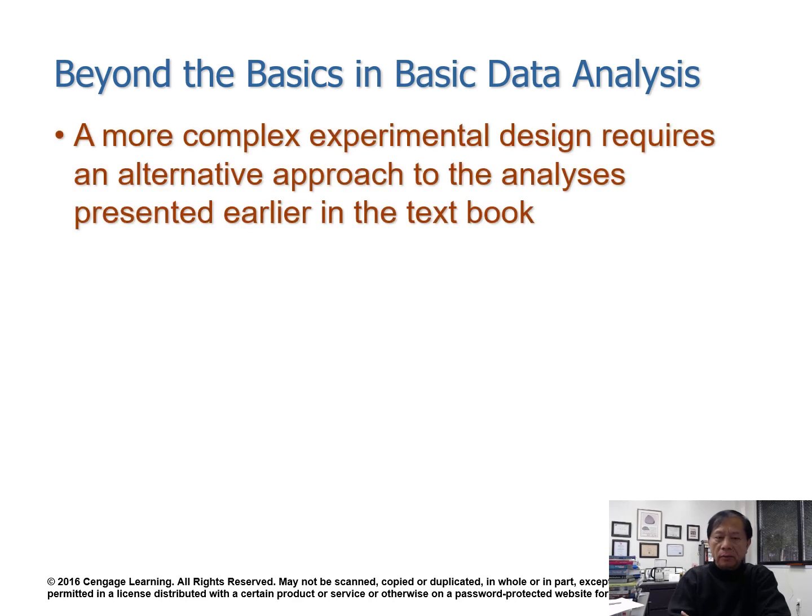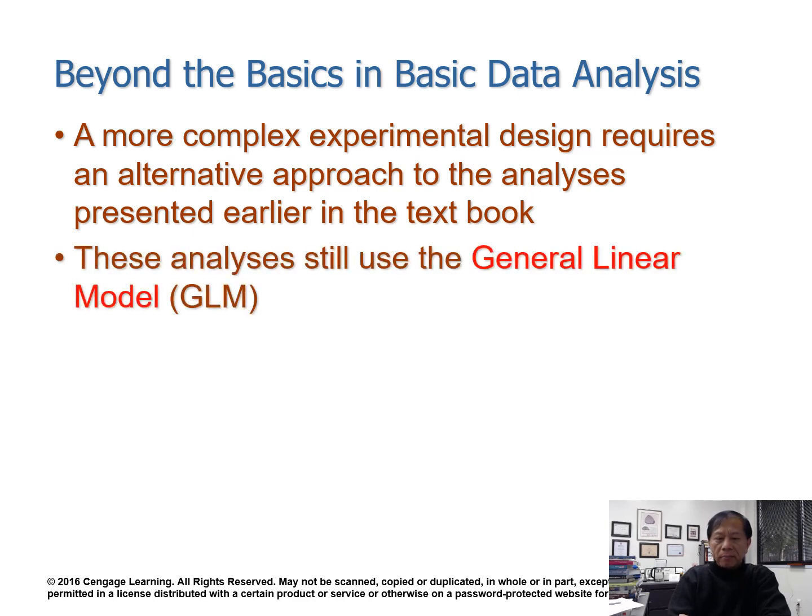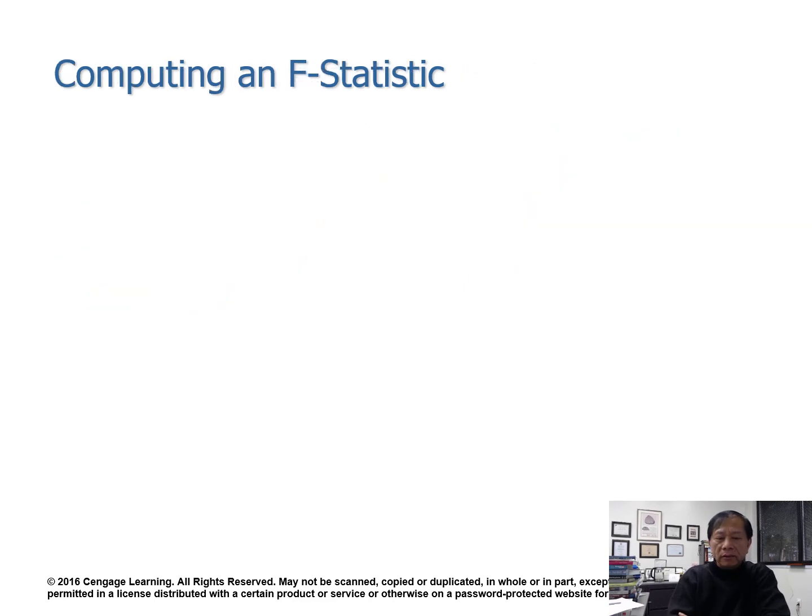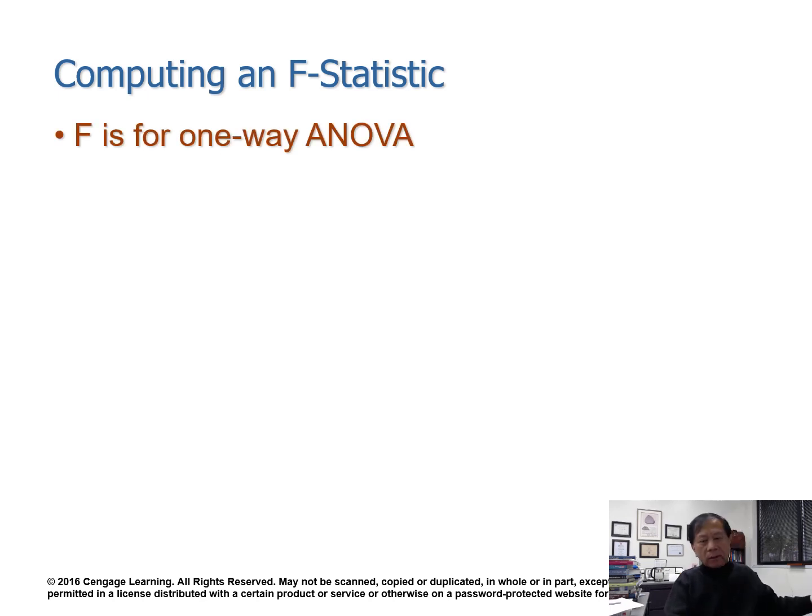First, we talk about further basics of data analysis. A more complex experimental design requires an alternative approach to the analysis presented earlier in the textbook. This analysis still uses the general linear model, GLM, that we have talked about. And then we talk about the F statistic in ANOVA.